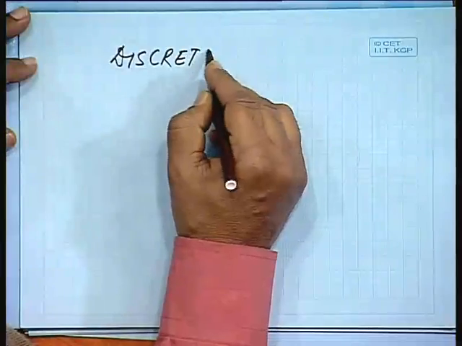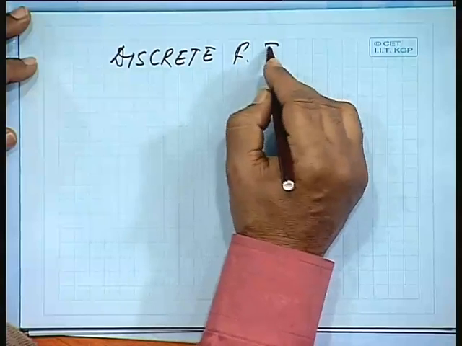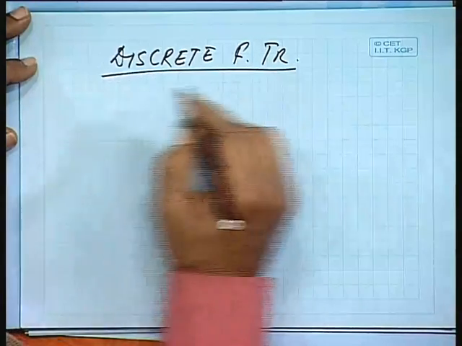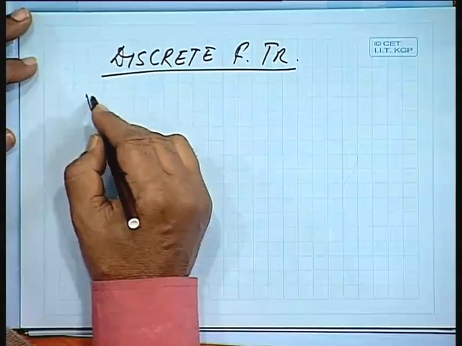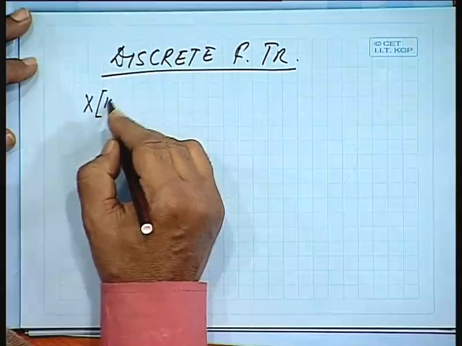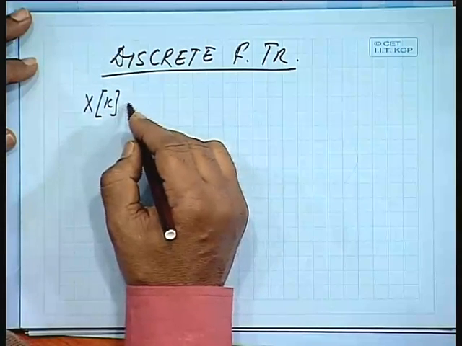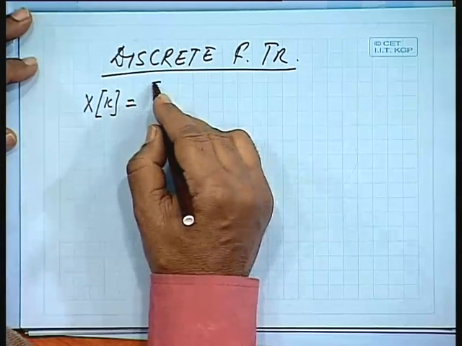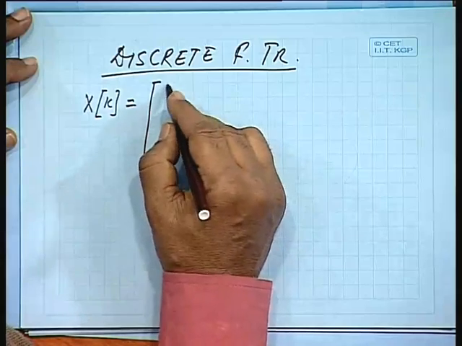Continuing our discussion on discrete Fourier transform or DFT. Now, last time we had written the expressions for the DFTs of a sequence, which we can write in a matrix form like this.